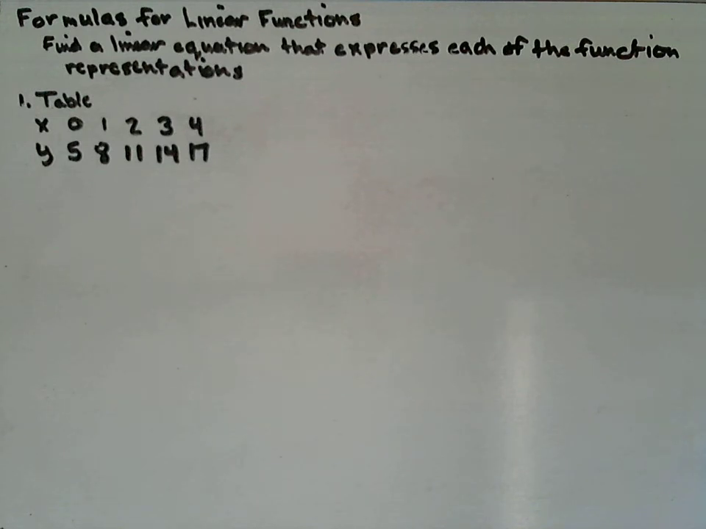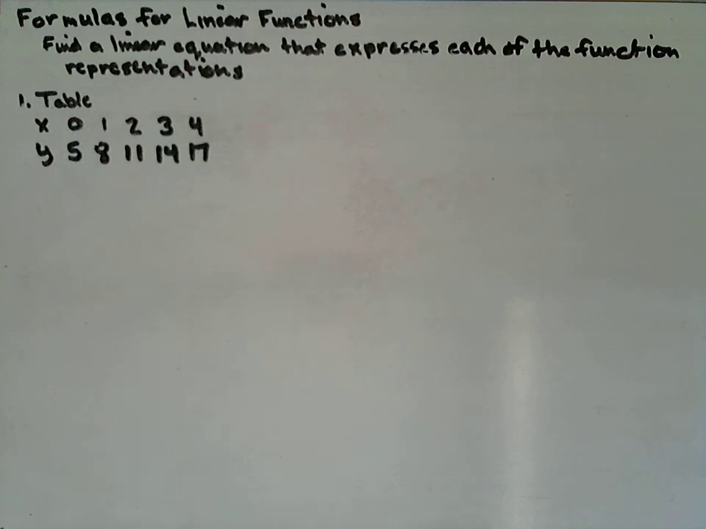Today we're doing Lesson 3, the activity on page 47, Formulas for Linear Functions. In this one, we're supposed to find a linear equation that expresses each of the linear representations. The first one we'll be looking at is a table. Now the table has an X row and a Y row for the outputs for the corresponding X row inputs. So each column basically represents an ordered pair from the equation.